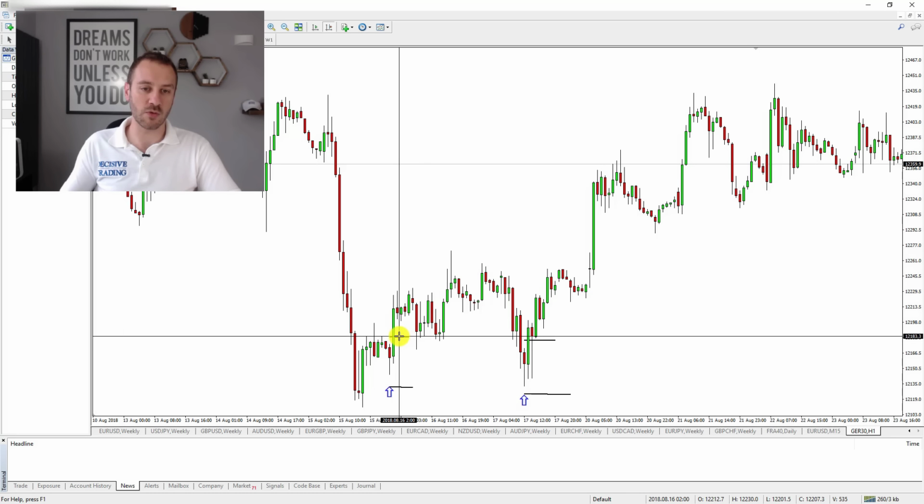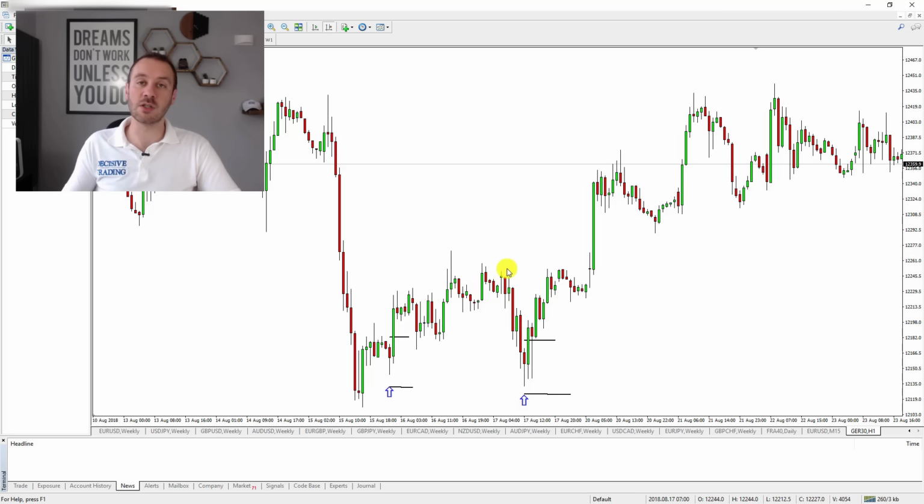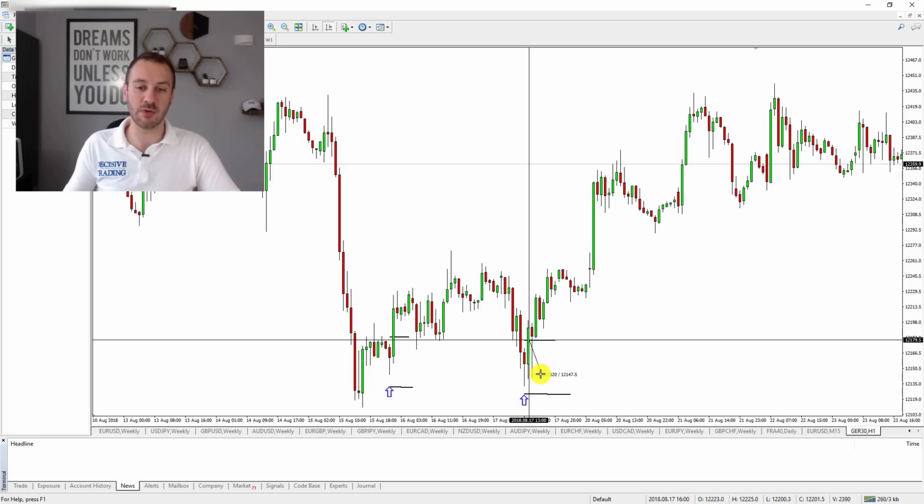So with this one, we're risking 52 points. So we'll say 50 points to make it easy. So we're looking for 1 to 3. We're looking for 150 pips, which is up here somewhere. Now we're in this trade, no matter what happens, until it reaches that level or comes back and stops us out. The exact same thing would happen with this one. We'd be risking around 55 points. So 165 would be looking for us around up here somewhere.